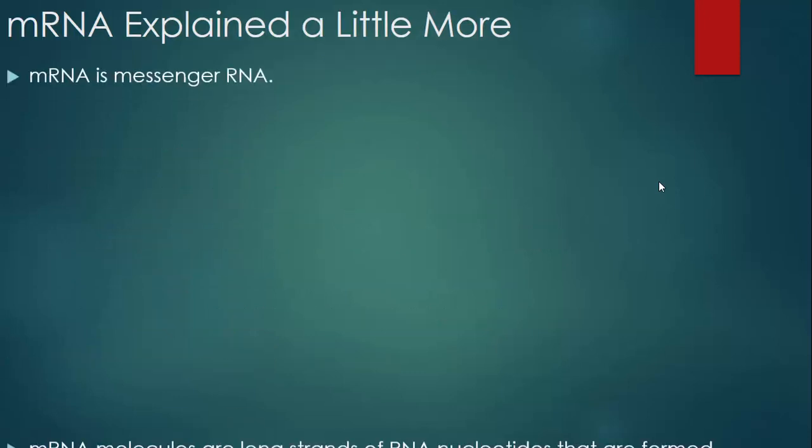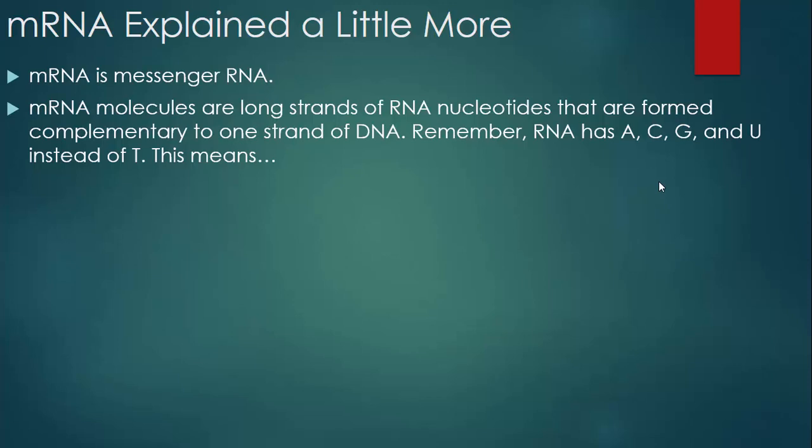mRNA is messenger RNA, and mRNA molecules are long strands of RNA nucleotides that are formed complementary to one strand of DNA. Now remember, DNA has A, C, G, and T. RNA has A, C, G, and U instead of that T. So here's how it pairs up. When the mRNA looks at the DNA and it sees an A, it's going to make a complementary base with a U, because A in DNA will pair with a U in RNA. They're like puzzle pieces that fit perfectly together.